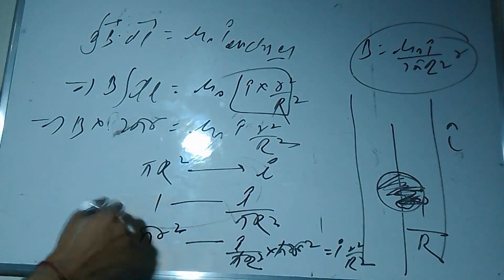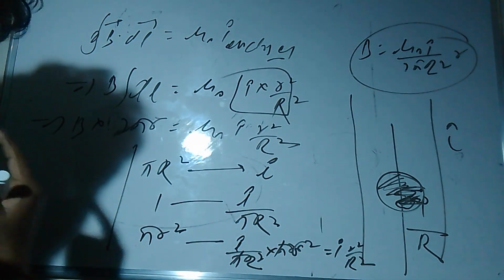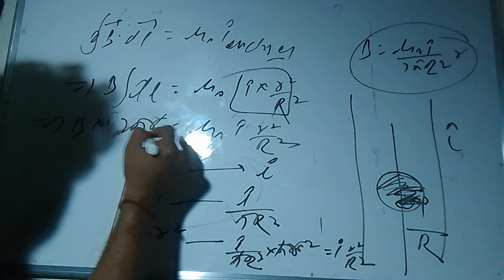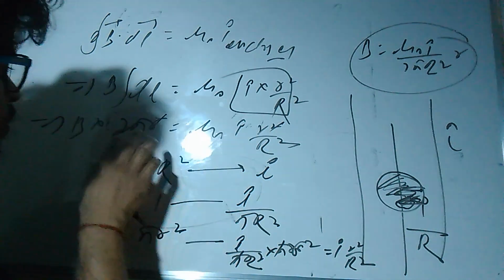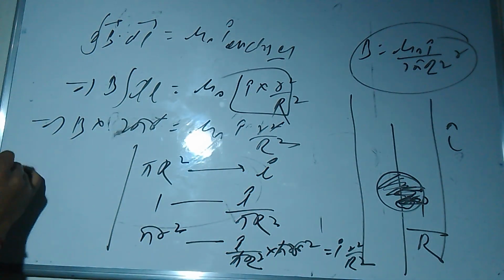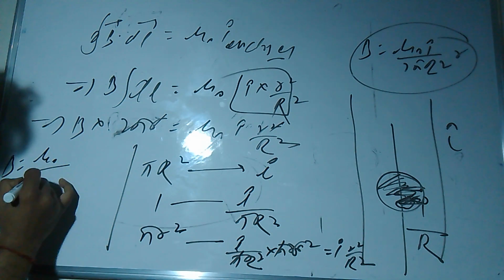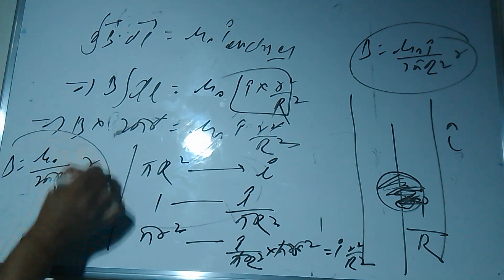Now I'm going to eliminate it. I'm solving over here. See, we can cancel out this r against r from here. So only one r remains over here, and this goes to 2 pi R square. So I'm writing here directly now. This is mu naught I divided by 2 pi R square into r. This relation is very important.